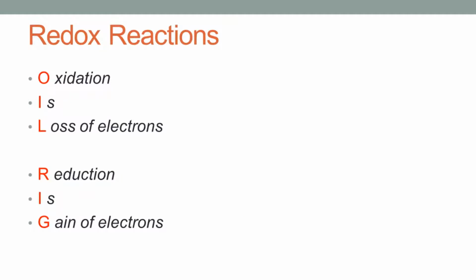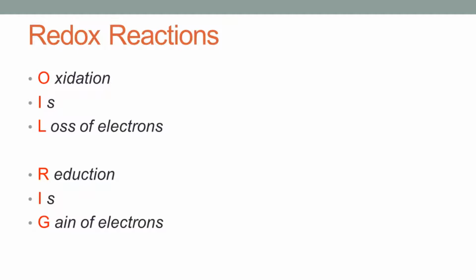The first thing to do is define what is oxidation and what is reduction. The easiest way to remember that is using the acronym OIL-RIG. OIL represents oxidation is loss of electrons, and RIG represents reduction is gain of electrons.